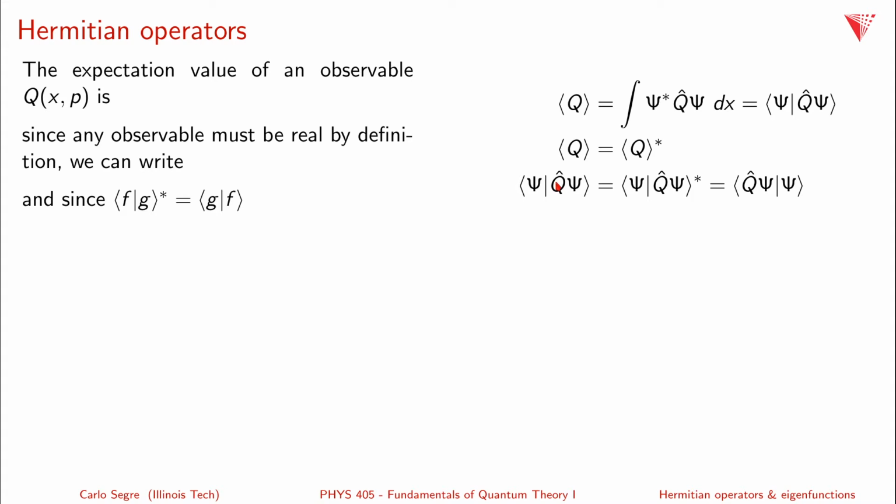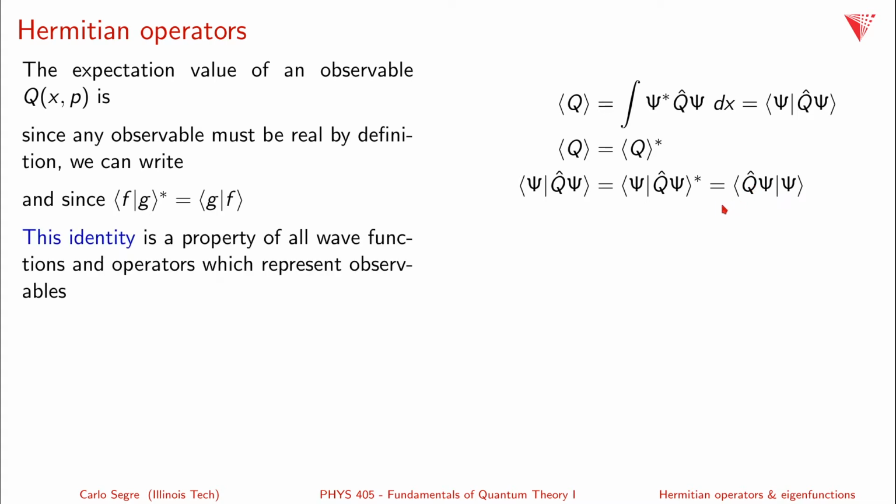And so that means that you can take this operator, Q, which is an operator of an observable, right? If its expectation value is an observable, you can take it from the right side to the left side of the bracket and put it on the other side without any problems. This is the definition of all operators which represent observables.